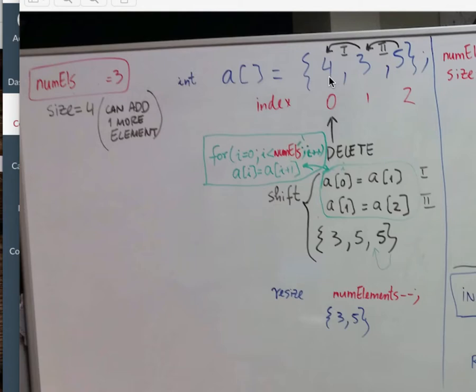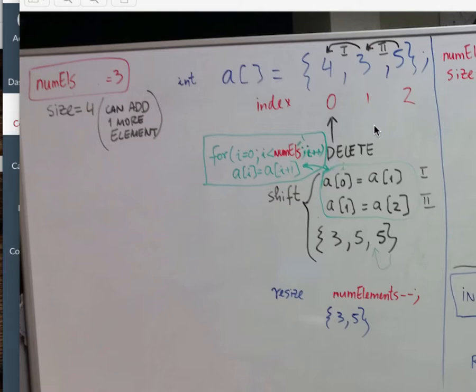When I delete it, what I want to do is shift these numbers one to the left. So the 3 is going to go to the place of the 4. The 5 is going to go to the place of the 3. And then I'm going to change my number of elements to 2. So that if I want to do the show with this array, it will show just 2 things. The first thing is the 3 and the second thing is the 5.